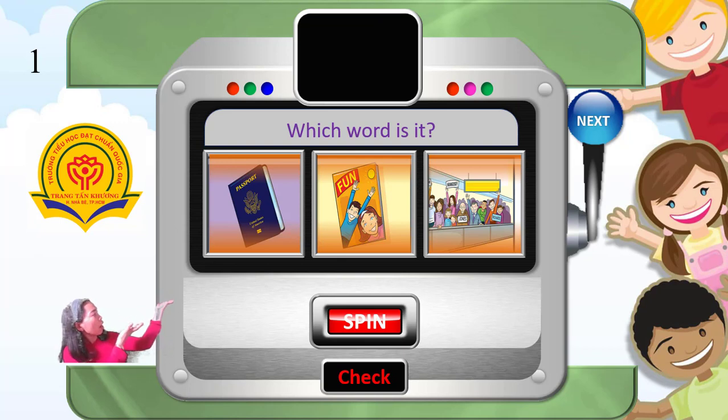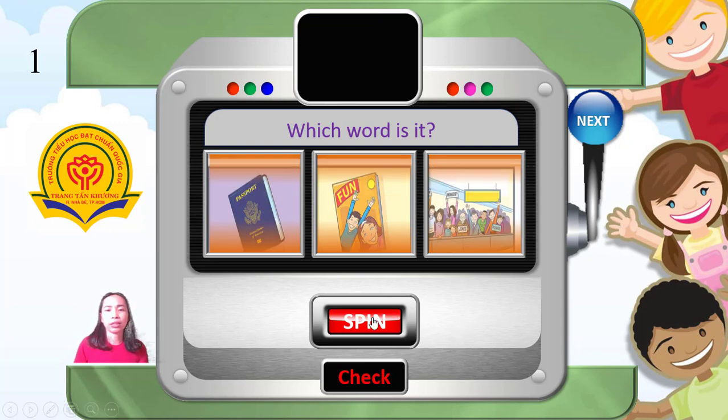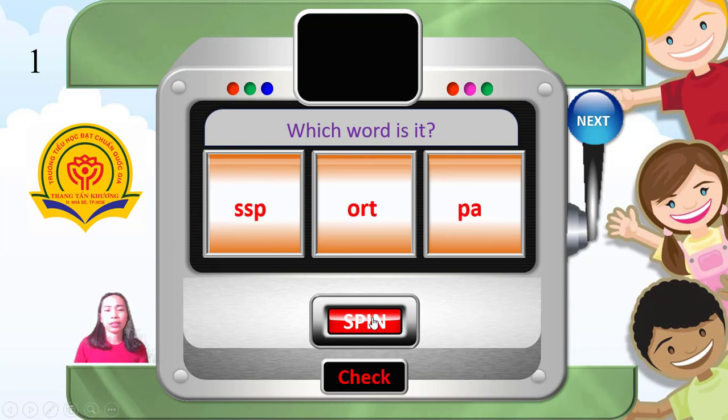So, there are 3 pictures: passport, magazine, arrivals. So, the word will be one of these. Let me spin. Okay, can you guess the word when you see the letters? Okay, let me check. Passport, right? Thank you. Next.